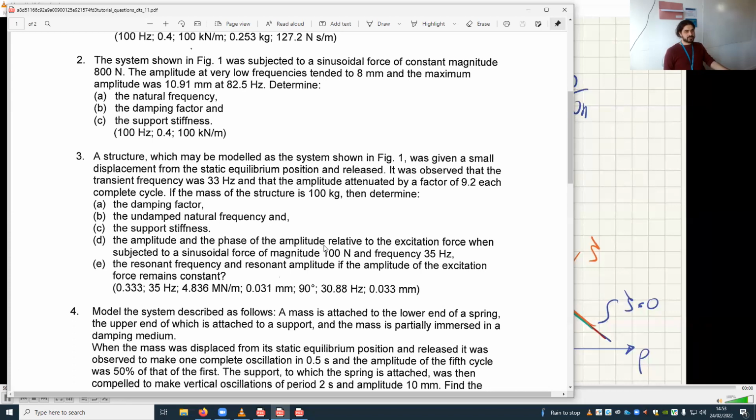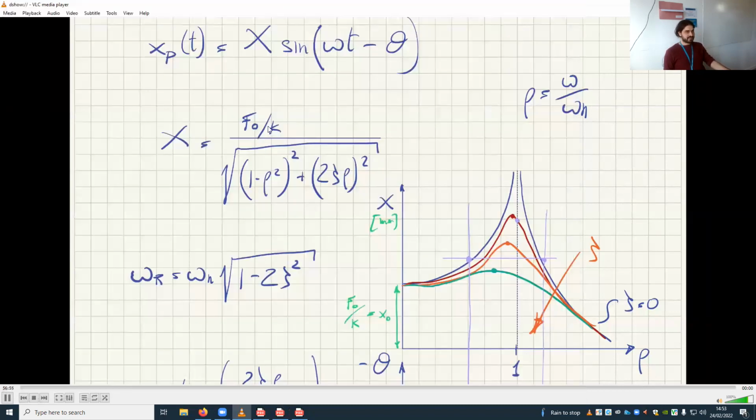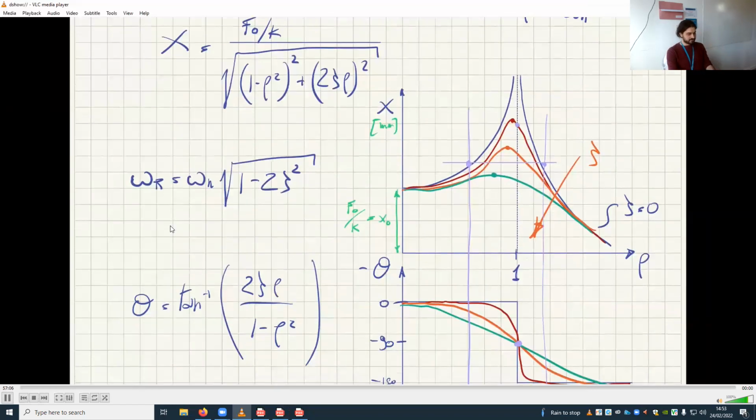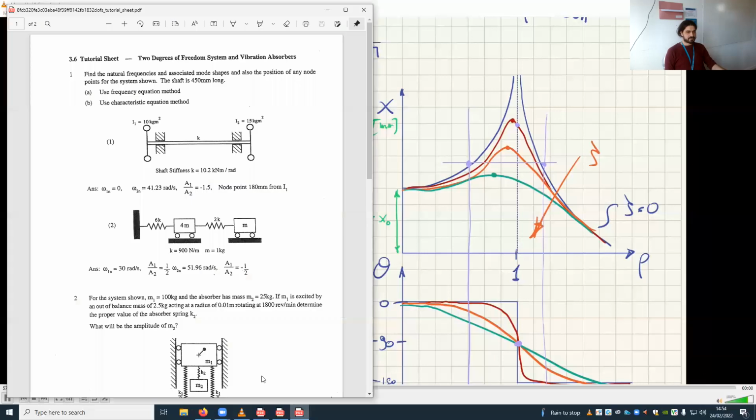Amplitude and phase of the amplitude relative to the excitation force when subject to a sinusoidal force. Now that you have f0 and omega, you can enter here. Omega n was given, zeta you found, so everything here is given. You can find x, and then you can find theta as well, because it's asking you for the amplitude and phase for a certain force and a certain frequency.